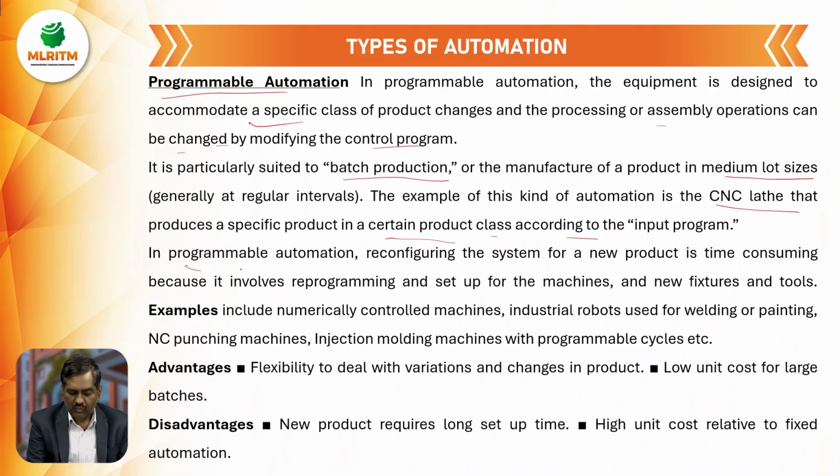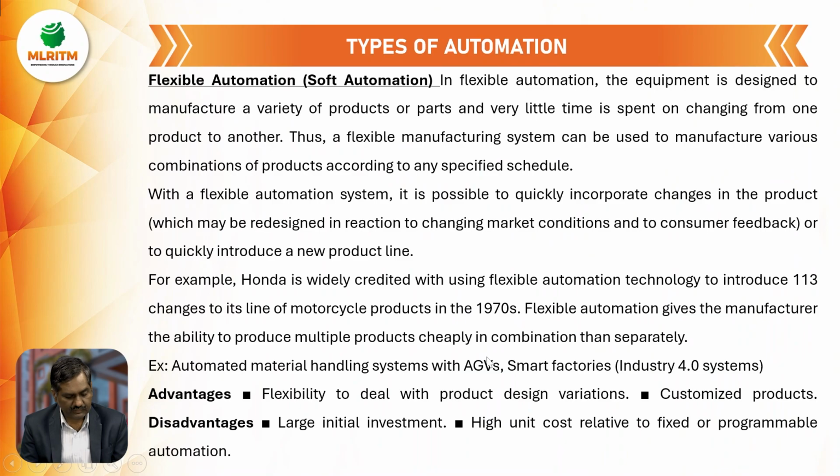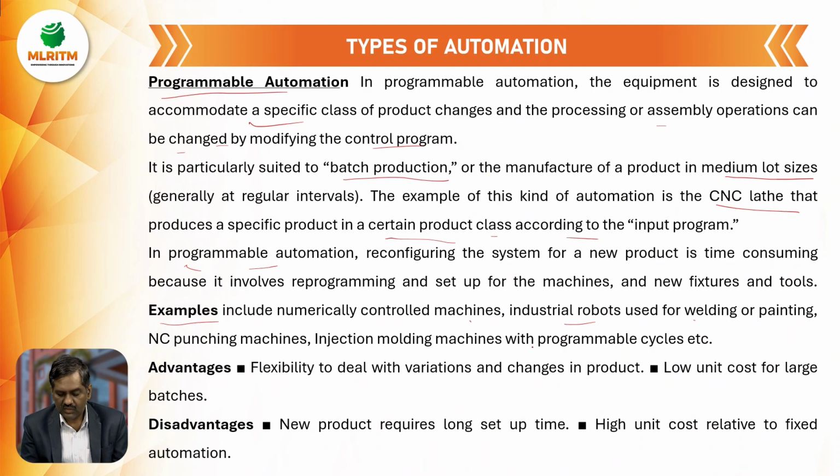In programmable automation, reconfiguring the system for a new product is time consuming, because it involves reprogramming and setup of the machines, and new fixtures and tools. That's why this is mainly used for batch production. Examples under programmable automation are numerically controlled machines, industrial robots used for welding or painting, NC punching machines, injection molding machines with programmable cycles, etc.